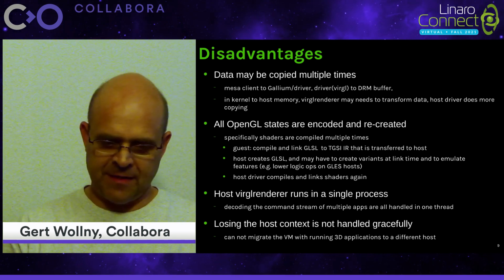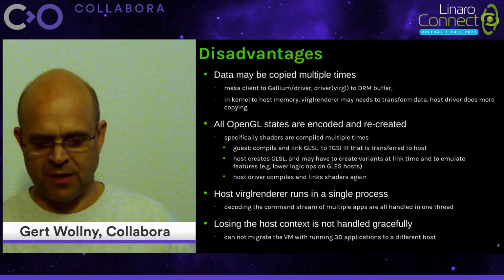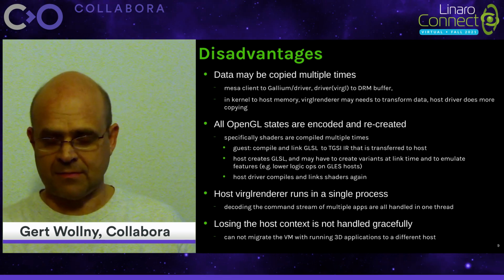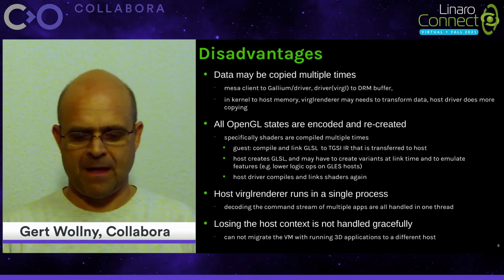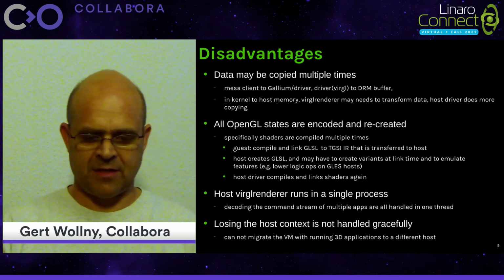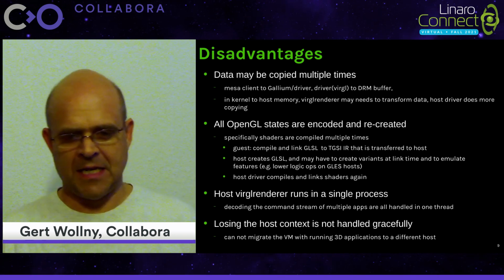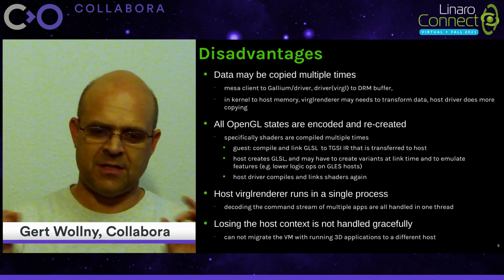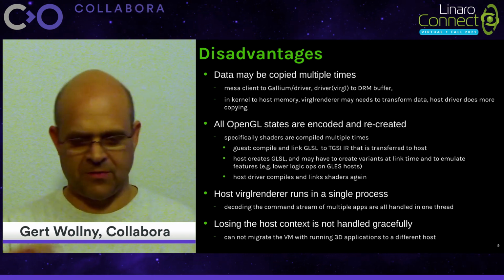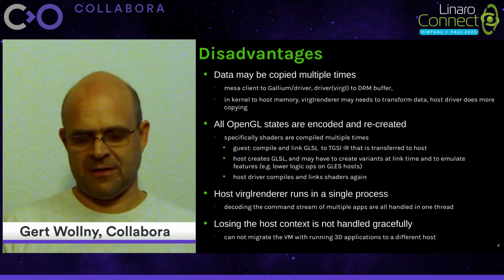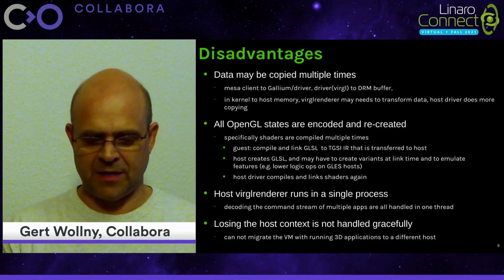Now, the next problematic thing is that host virglrenderer runs in a single process, which means specifically decoding the command stream of multiple apps are all handled in one thread. It means if you have more than one OpenGL app running in the guest, you have to share one command stream, one command queue, and the neat result is if you run, for instance, GLX gears, one instance, and you get 1000 frames per second, then when you run two instances in the same virtual machine, you will get 2 times 500 frames per second. When you run 3 times GLX gears, you get 333 for all 3 instances, and so on. So the design that we currently have is not ready for more than one OpenGL application in the guest.